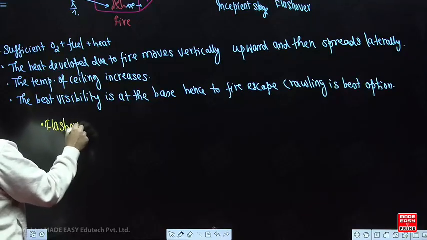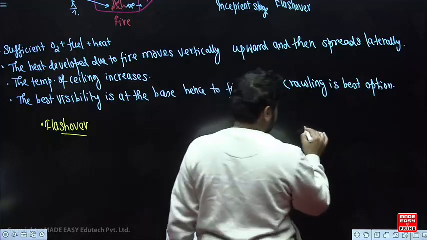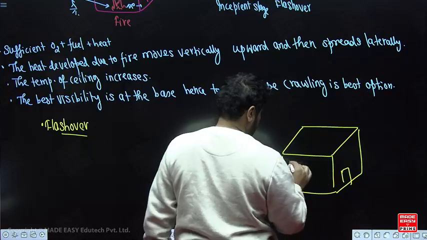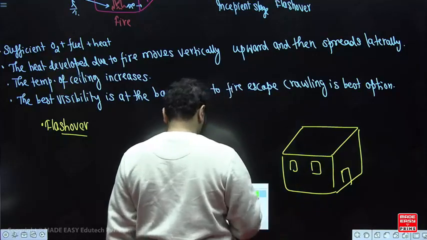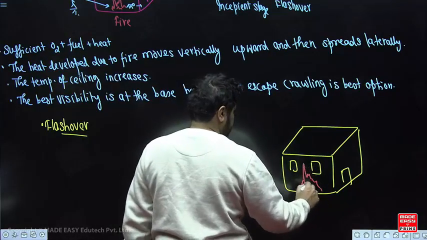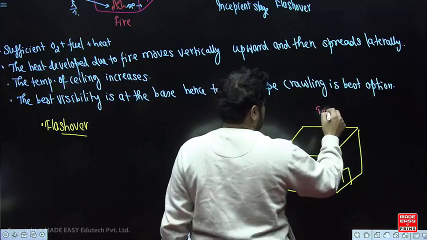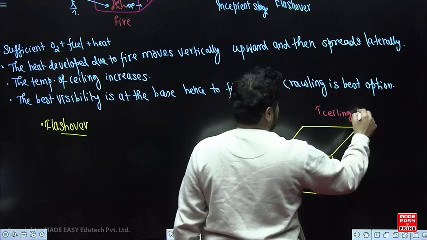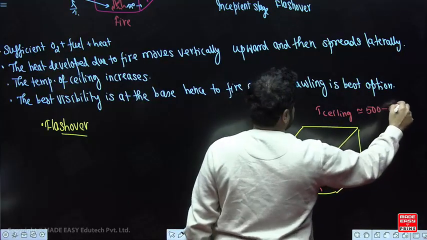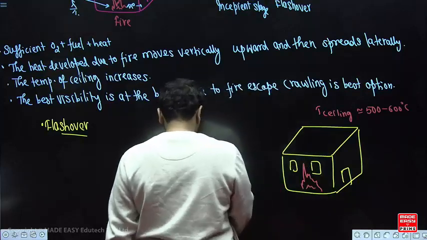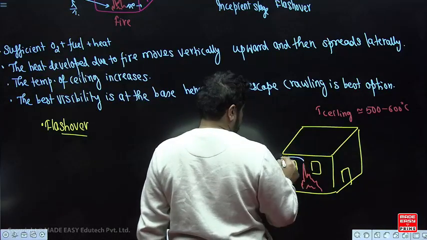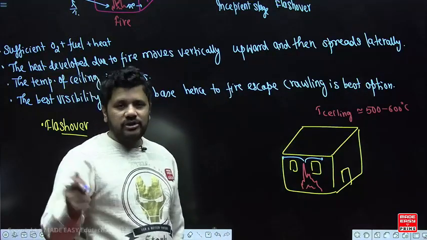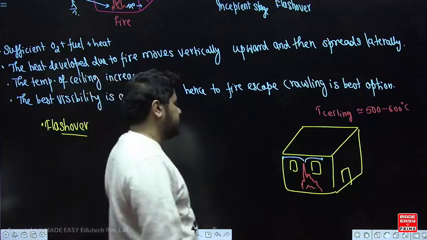देखो, what happens in the flashover? Same house I am taking. Right? So, there is a fire here. Now, in this case, the temperature of the ceiling is around 500 to 600 degrees centigrade, right? Due to this fire, the heat is developed here, 500 to 600. So, within 3 to 4 seconds, the whole room will be engulfed in fire, right?